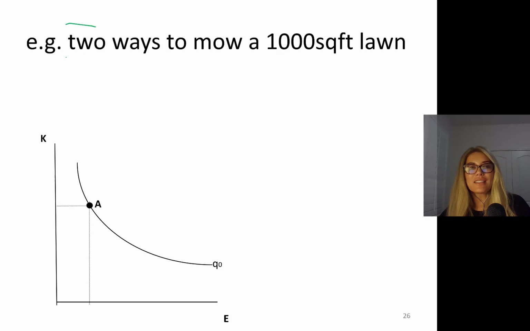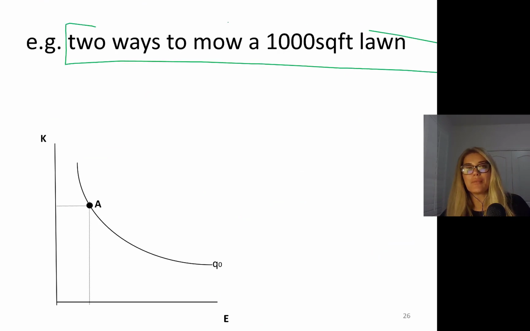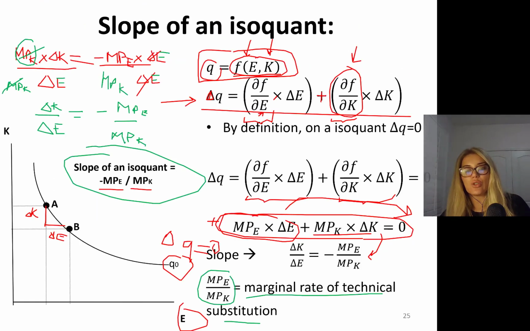So let me give you an example. What does it mean? The marginal rate of substitution tells you at what rate you should change your capital to produce the same amount but hire more workers. So how many units of capital do you give up?